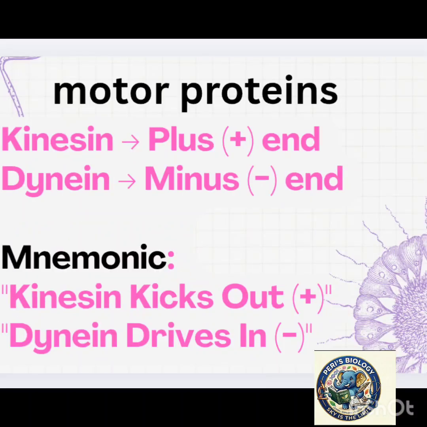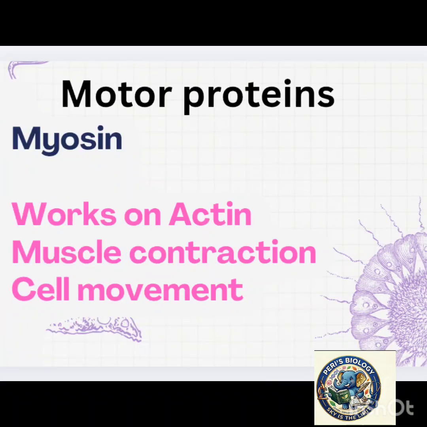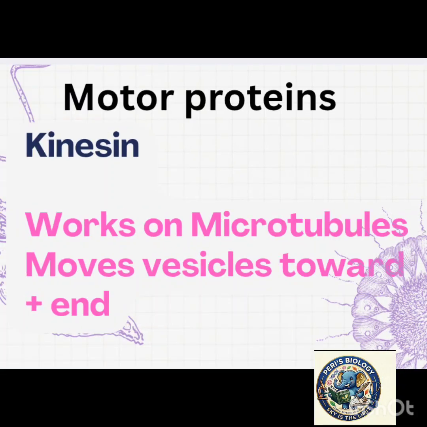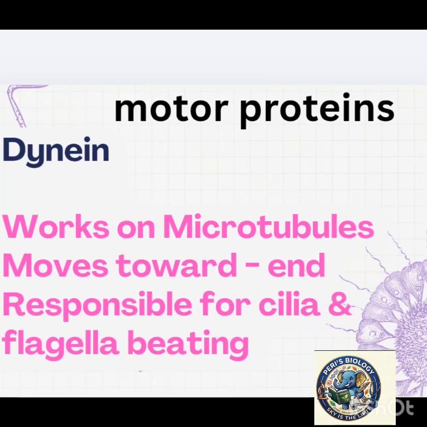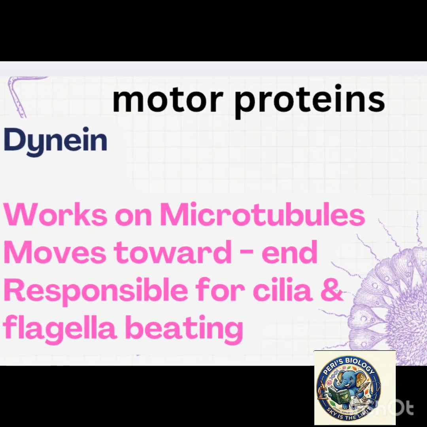Proteins that use ATP energy to move materials inside the cell along the cytoskeleton are called motor proteins. The motor proteins are myosin. It is a special protein that along with actin filament enables muscle contraction and cellular movement. Next is kinesin. It works on microtubules and moves vesicle towards positive end. The other protein is Dynein. It works on microtubules and moves towards negative end. It is responsible for cilia and flagella beating.